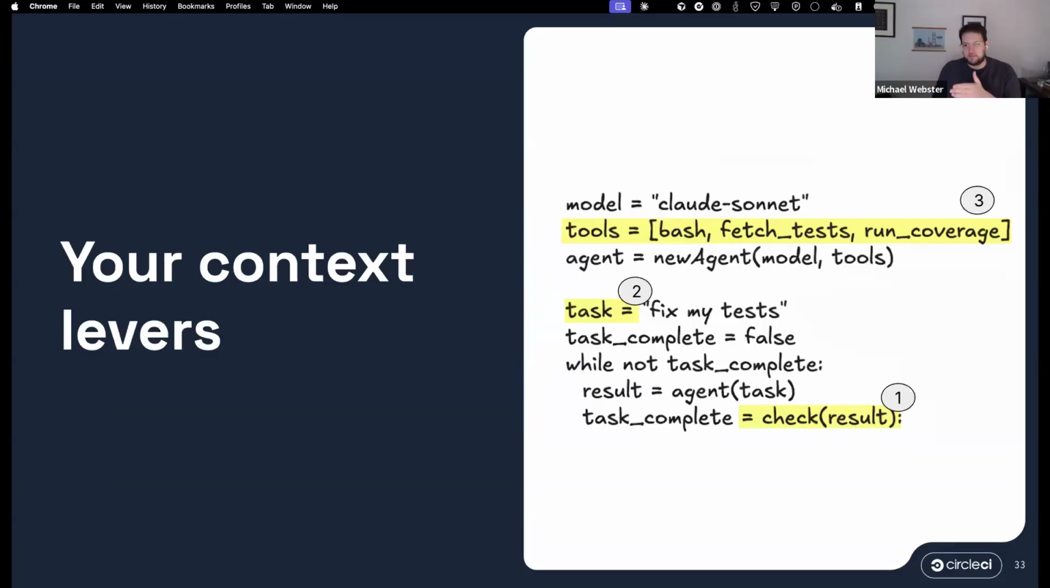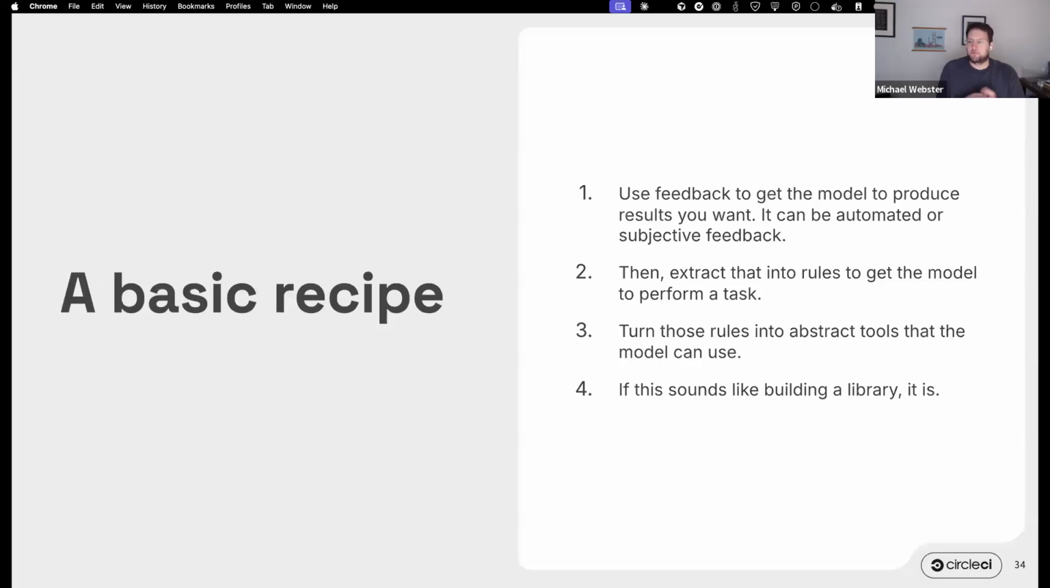What I'm actually recommending is you start from the bottom up. If you start with your ability to verify a given result, to make sure that it's good, you can then feed that back up into the task. And once you figure out how to assign a task to an agent, you can pull that up into a tool. So a basic recipe for what this looks like: you use feedback from your CI system, from your build tools, from your test runners, to get the model to produce the results you want. So you keep prompting it. You have something in place that can tell you that it's good.